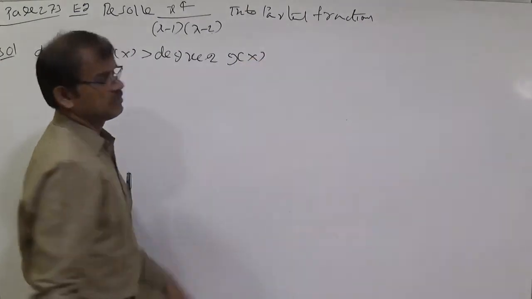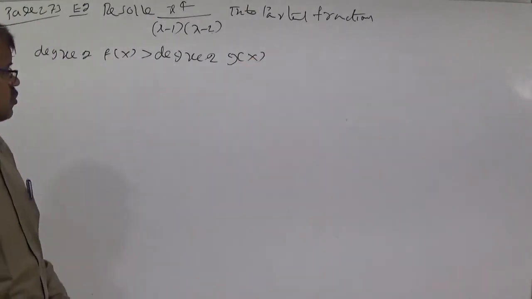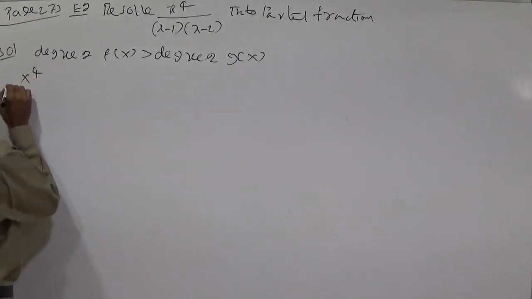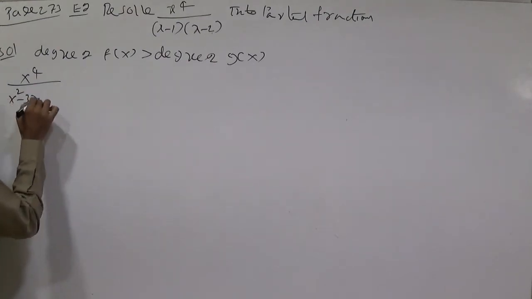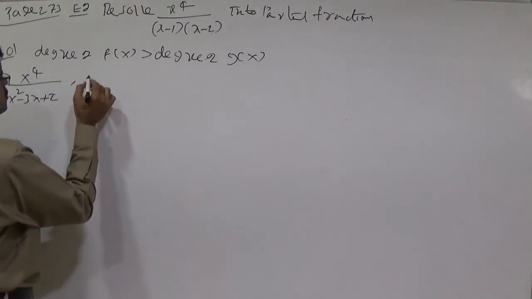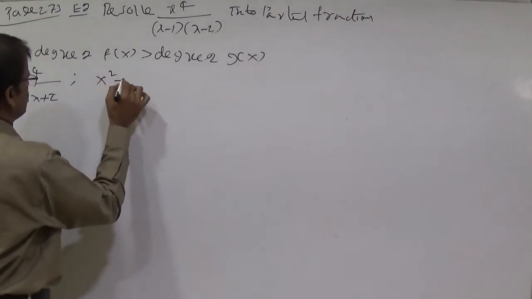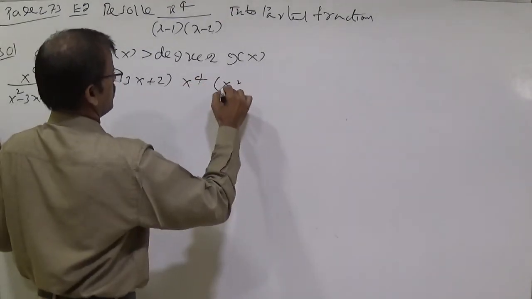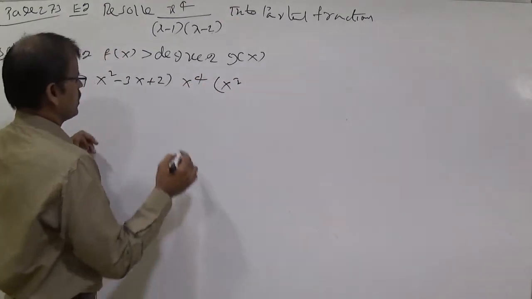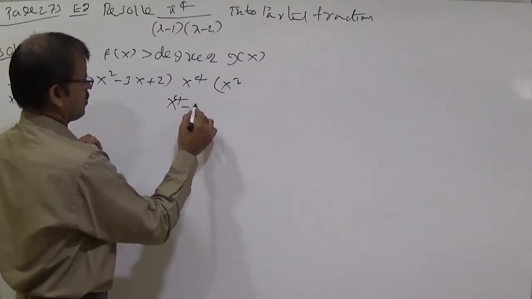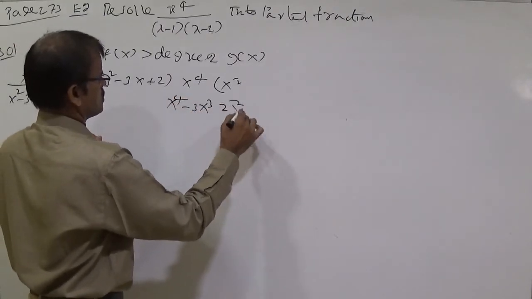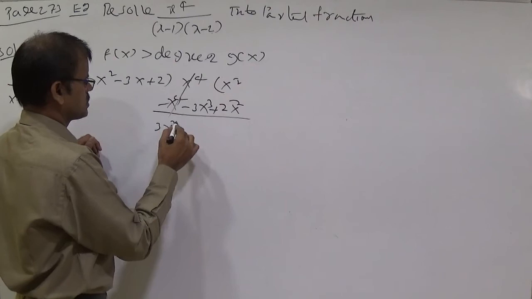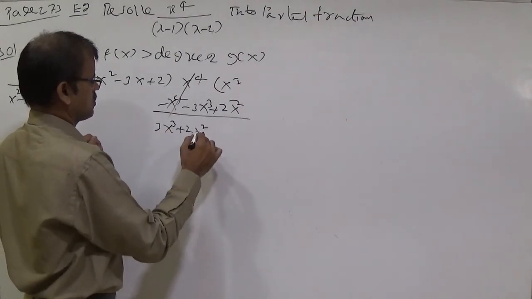So there is no shortcut. We should divide. We should not use the zeroth polynomial concept. Write x power 4 by x square minus 3x plus 2. By the division method, I am writing x square minus 3x plus 2 and putting x power 4 here. You will get x square here. x square becomes x power 4 minus 3x cube plus 2x square. Minus, this cancels. Here 3x cube and plus 2x square drop.